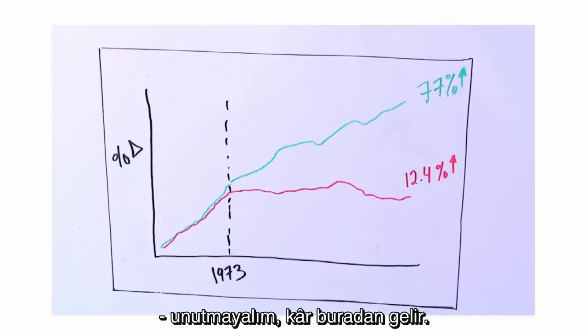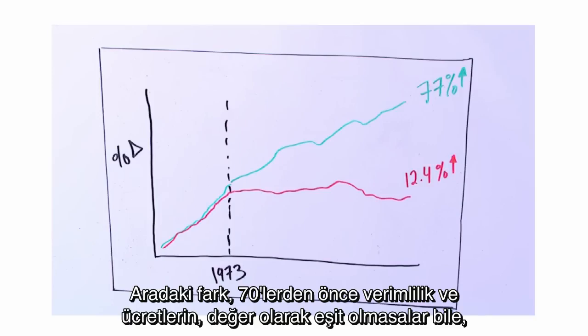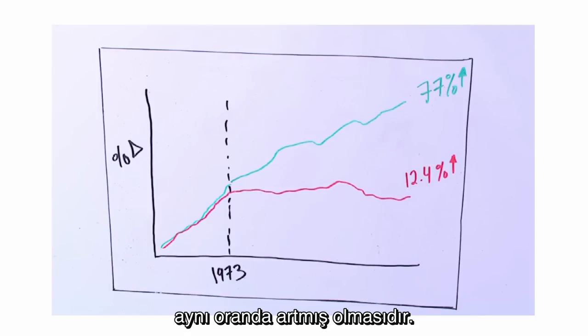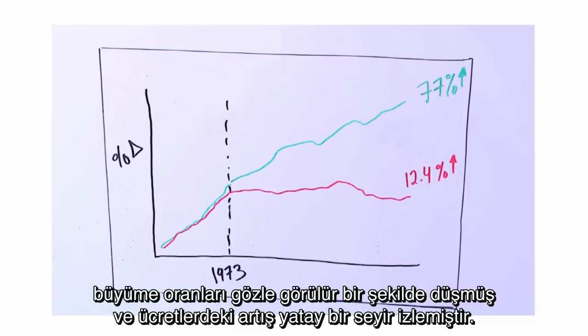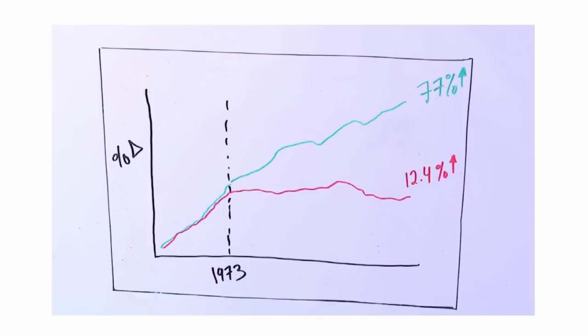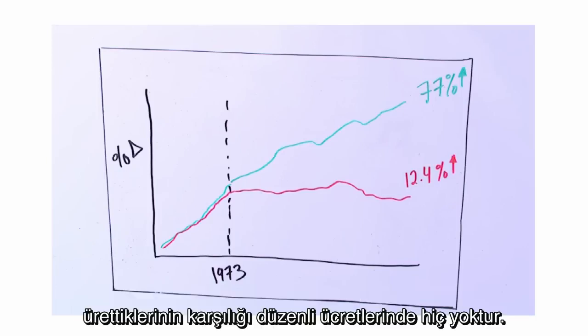Remember, that's where profit comes from. The difference is that before the 70s, productivity and wages grew at the same rate, even if they were not equal in value. After 1973, the growth rates split off noticeably, with wage growth flatlining. Now more than ever, what workers produce is not at all compensated in their regular wages.